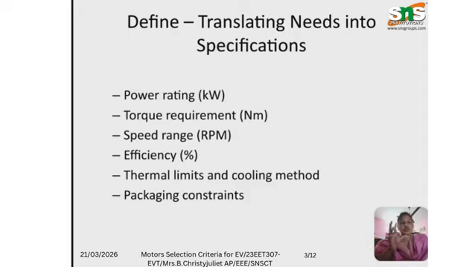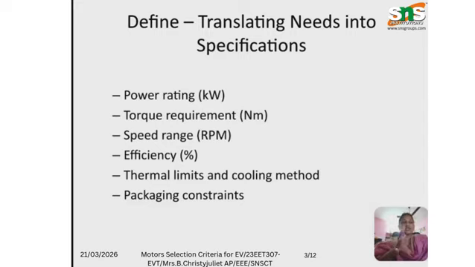Now we move on to the first step: how we convert user needs into technical values. The key parameters to be considered are power, how strong the motor is; torque requirement, which is the pulling capability; speed range, RPM, how fast it rotates; efficiency, which deals with energy usage; thermal limits and cooling methods, which give the heat handling capacity of the machine; and packaging constraints, which are the size constraints and space availability.